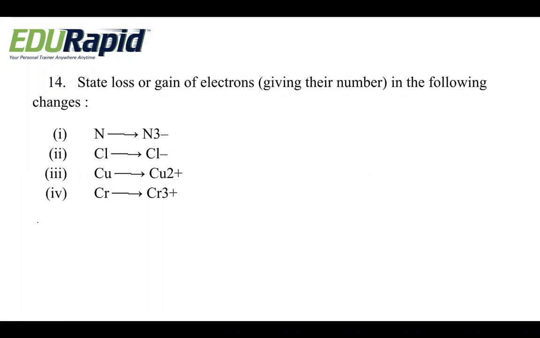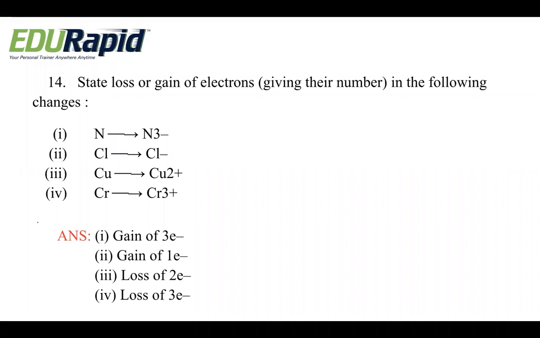Second one, Cl. Yes, 1, super. It is Cl-. Chlorine has gained 1 electron. Good going, Hemant. Third one, copper. It is 2+. So yes, a loss of 2 electrons. Very good. Lastly, chromium. Chromium is again a loss of 3 electrons. Yeah, exactly.